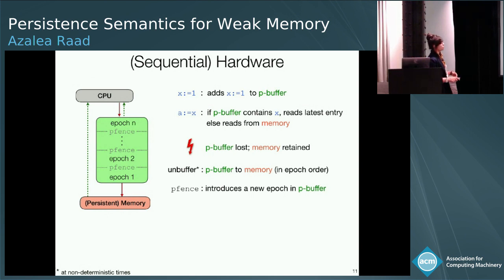And of course, we've seen that to introduce new epochs, we use this pfence instruction. So every time you issue a pfence, you essentially add another epoch at the end of the buffer. And to make sure that all the pending writes are committed to memory, we use this psync instruction that says flush the entire buffer.